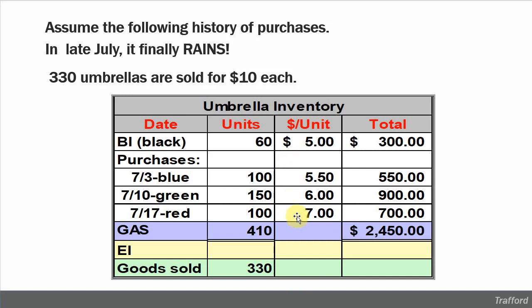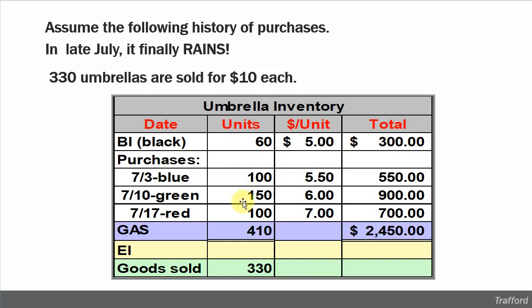And then finally, in late July, it rained, and Noah was able to sell some umbrellas. And in fact, as you see up here, he sold 330 umbrellas in those last days of July for $10 each. Now you don't see the $10 anywhere in my schedule here because this schedule is reconciling the cost of goods that Noah had available for sale during the month of July. So this is actually set up sort of like our cost of goods sold schedule or our cost of goods sold model. Here's the beginning inventory for Noah in units and dollars.